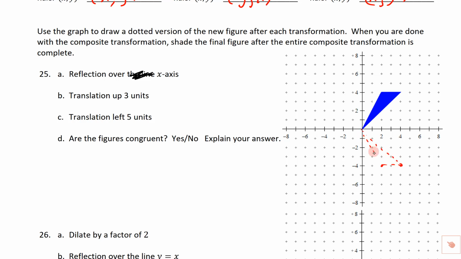Okay, that's the shape that we're after. Then we want to translate this up 3 units and left 5 units. Now it does say to do this kind of one at a time. So we're going to go up 3, 1, 2, 3. So we're going to be right here. 1, 2, 3, we're going to be right here. And then 1, 2, 3, we're going to be right here. So it looks like this.